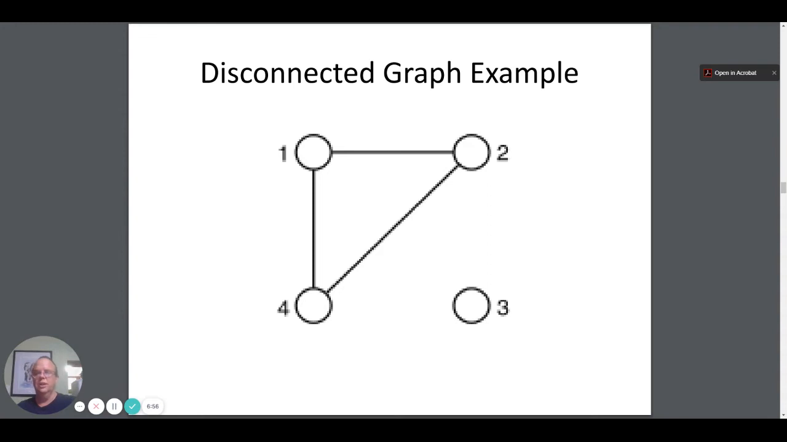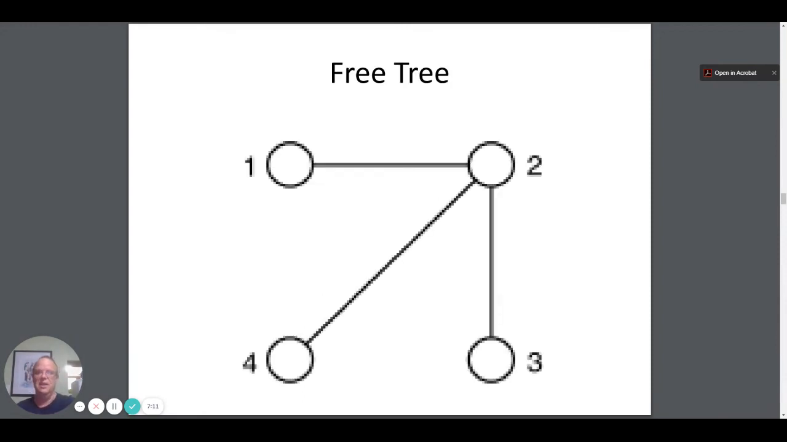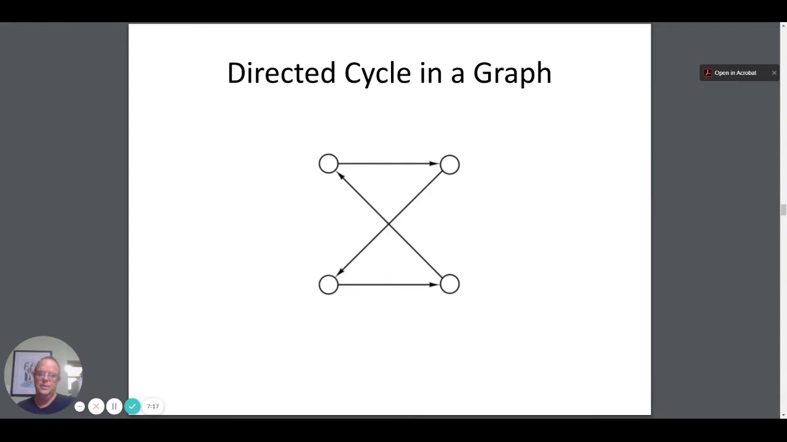This one's a disconnected graph. If you're in 3, you can't get to the rest of the graph, and if you're in 1, 2, or 4, you can't get to 3. So that's that old New Hampshire saying, you can't get there from here. But this one is a free tree, so there are no cycles in this one.